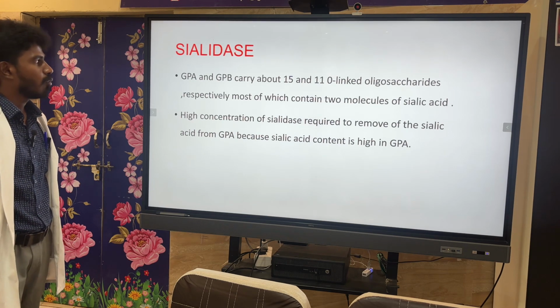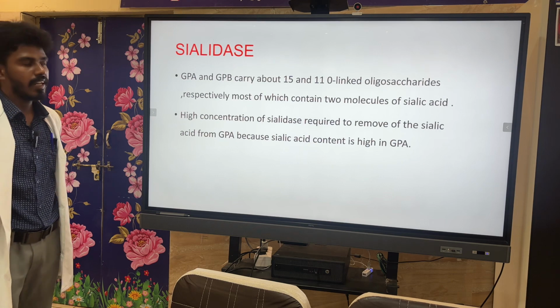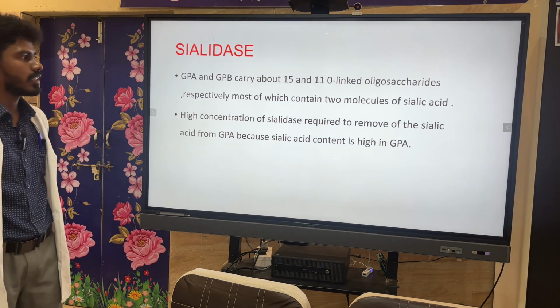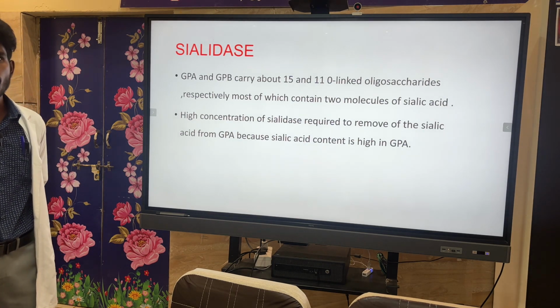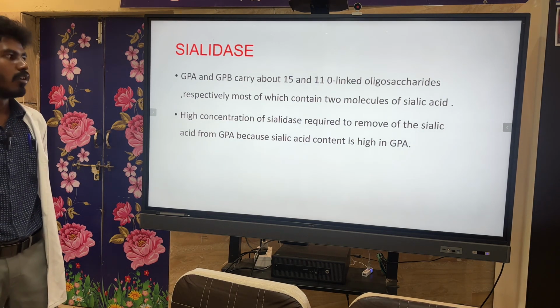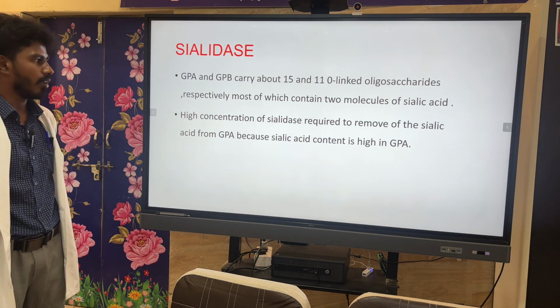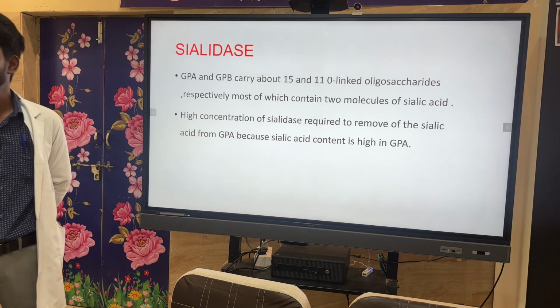Sialidase. Glycoprotein A and glycoprotein B carry about 15 and 11 O-linked oligosaccharides respectively, most of which contain 2 molecules of sialic acid. Glycoprotein A contains a greater amount of sialic acid, so a larger amount of sialidase is required to remove sialic acid from glycoprotein A.